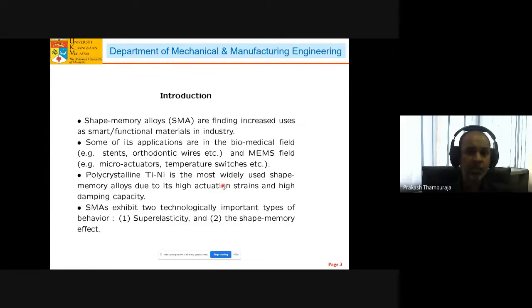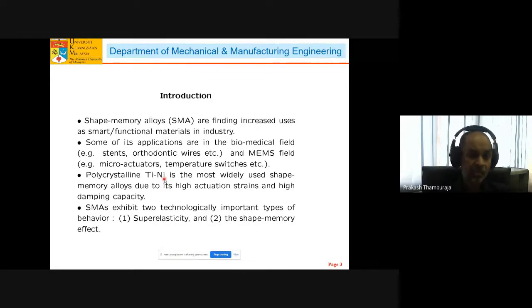So there are different types of shape memory alloys in existence. One of the earliest shape memory alloys was discovered in the 1960s by the Naval Ordnance Lab, and the composition is nickel titanium. Although there are lots of other types of shape memory alloys made out of copper, indium, thallium, and even, recently, iron-based shape memory alloys, which are much cheaper.